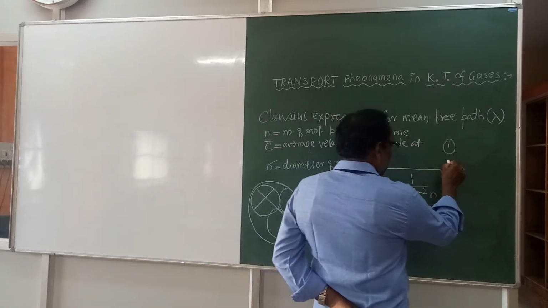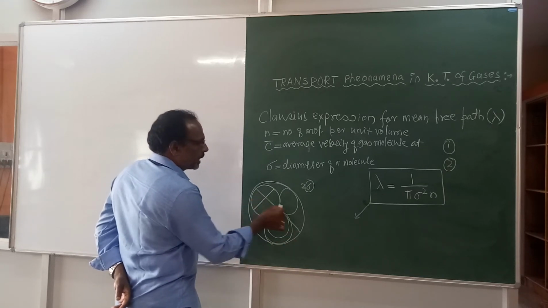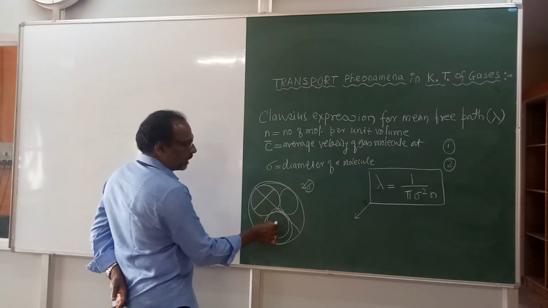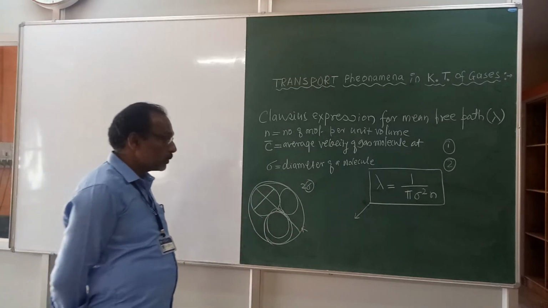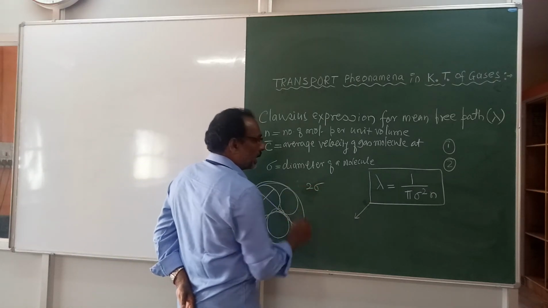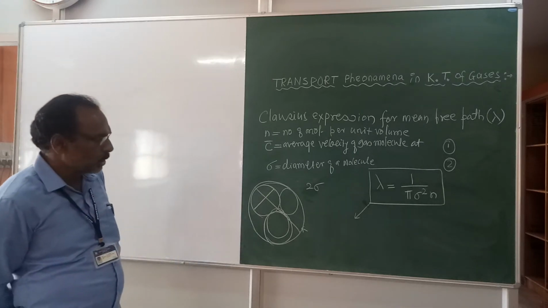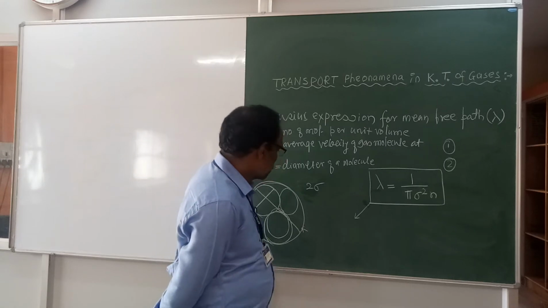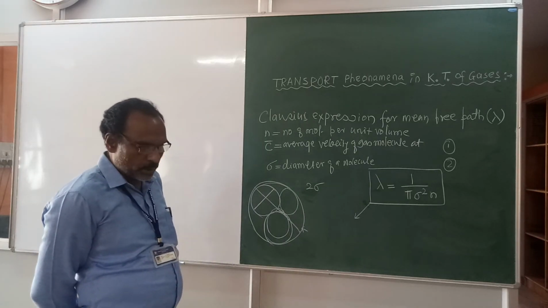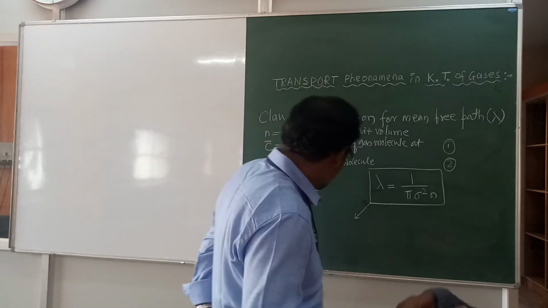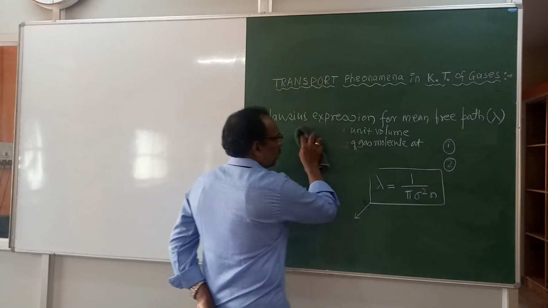The second assumption made by him is the sphere of influence. If I draw this properly, this is one sphere, this is another sphere, and if they collide, you can draw one more sphere, and this sphere is called the sphere of influence. The diameter of the sphere of influence is 2 times the diameter of an individual molecule, assuming the gas molecule is spherical in size. Based on these two assumptions, he arrived at this. This is not an accurate expression, it is an approximate expression. Later on, Maxwell corrected this, and that expression is known as Maxwell's expression.